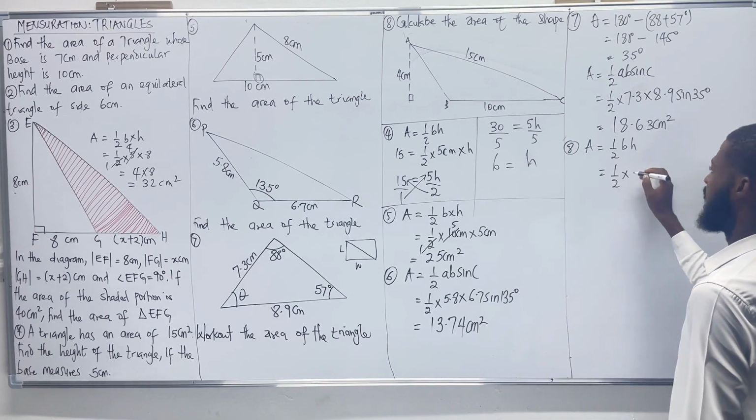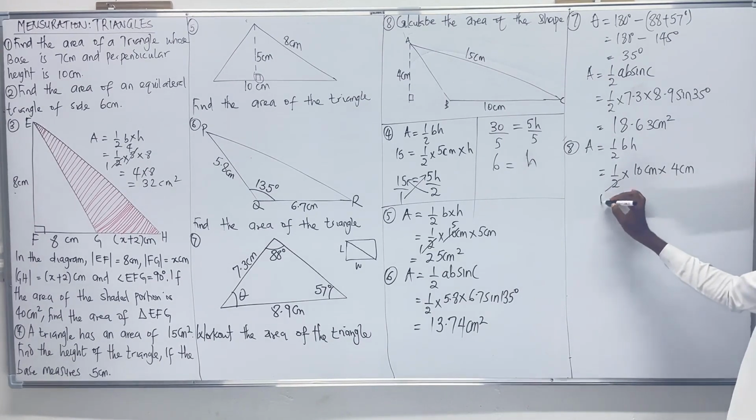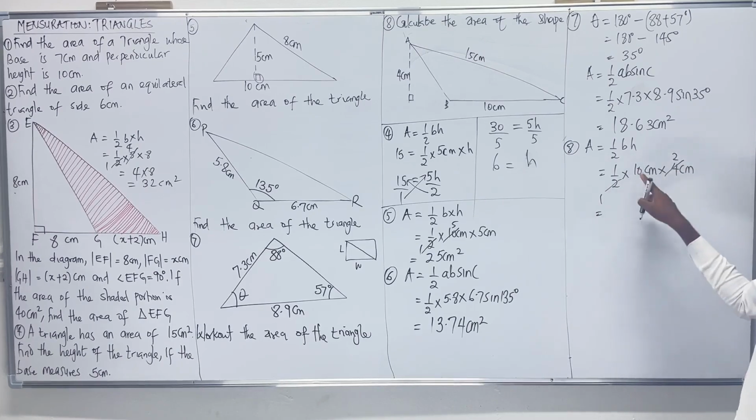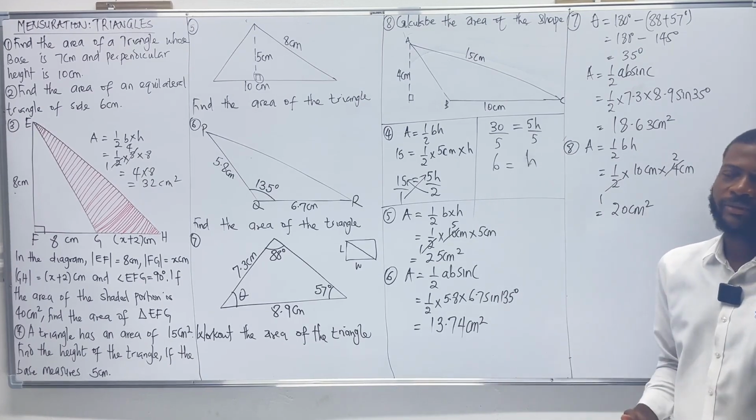So area is half base times height. So that will be half times 10 cm times 4 cm. So 2 here is 1, 2 into this is 2. So 10 times 2 is 20 centimeters squared. So this will become the area of the triangle.